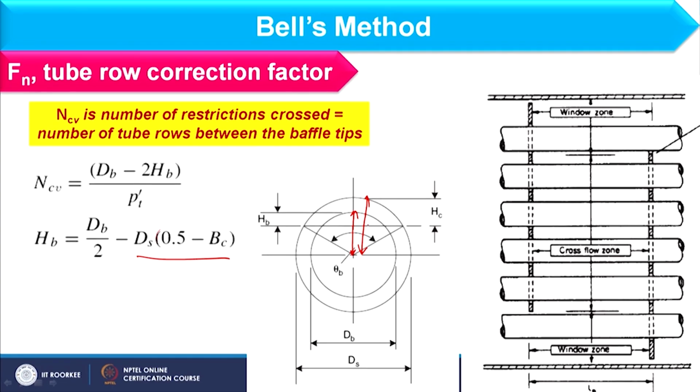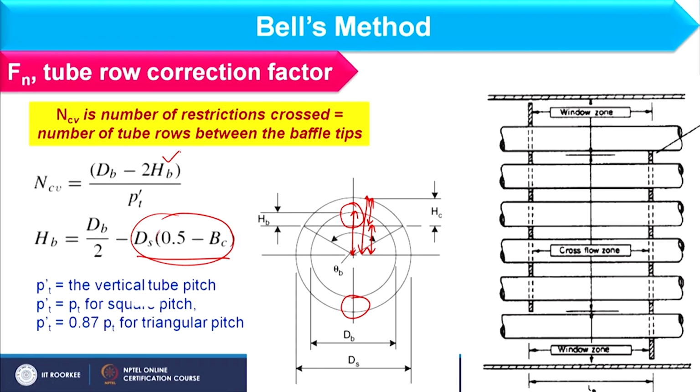So, BC is this factor. So, HB is 0.5 minus BC into ds. That is basically this section. And if I remove this section from the bundle diameter, I can find the HB value, and the HB value twice I have to use because NCV should be obtained between two baffle tips. So, in this way you can find out NCV, and here another parameter is there, that PT dash.